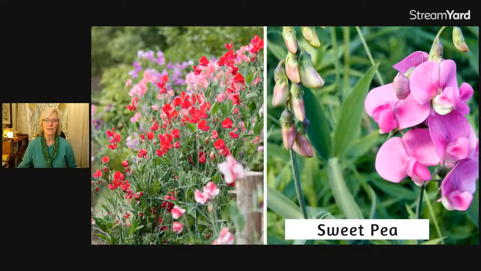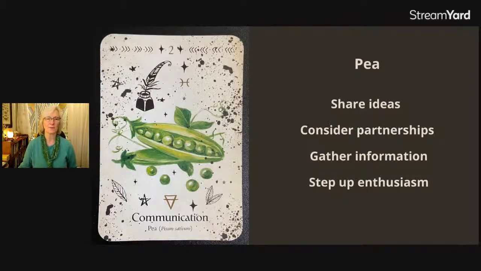And I did find a card. The card itself is for the garden pea, and it's from this lovely deck called the Green Witch Oracle. And the word on the card is communication. A few of the ideas it had on the card were to share ideas, consider partnerships, gather information, step up enthusiasm. So what this card is really saying is, now is the time.